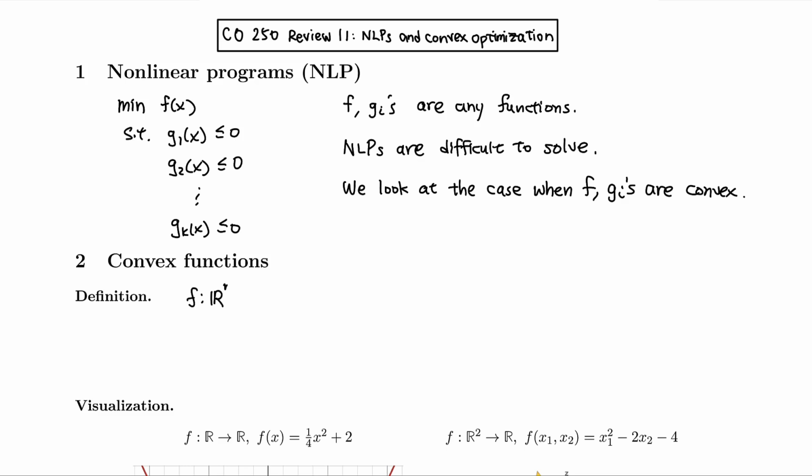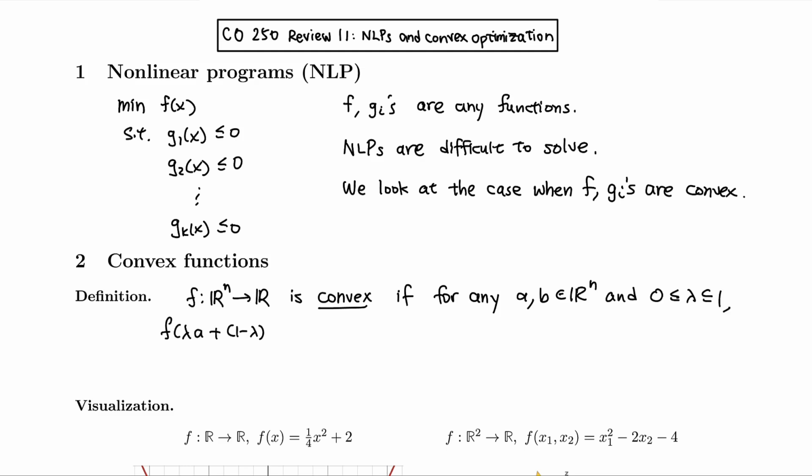A function f mapping from R^n to R is convex if, for any 2 points a and b in R^n, and any lambda from 0 to 1, f of lambda a plus 1 minus lambda b is at most lambda f of a plus 1 minus lambda f of b. Essentially, this means that the graph of the function faces upwards.